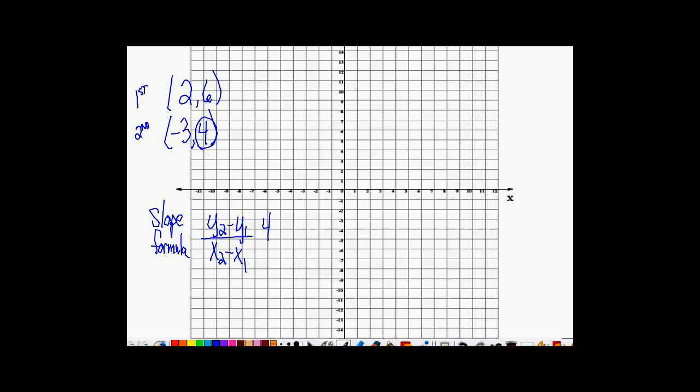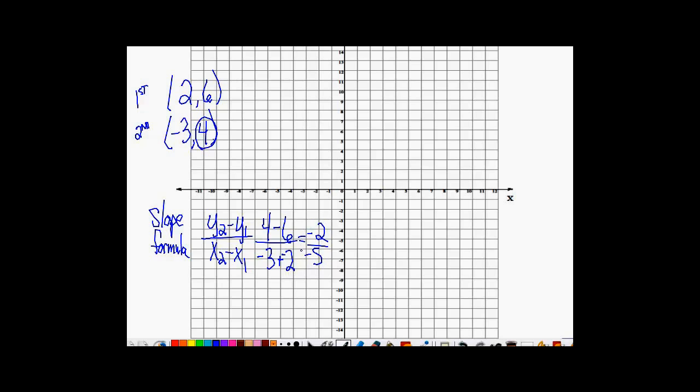So I'm doing 4 minus the first y, which is 6, over, now it says x2 minus x1. So I'm taking the second x, negative 3, minus the first x, 2. Now, here's where your integer knowledge comes into play. I've got 4 minus 6, so that is negative 2. And I've got negative 3 minus 2. That is not negative 1. Remember that a minus is add the opposite. So it's negative 3 plus negative 2, which is negative 5.